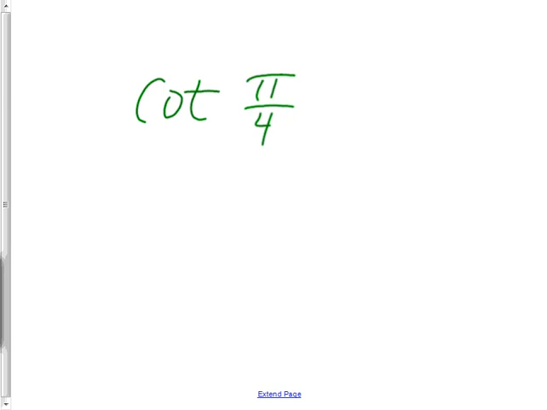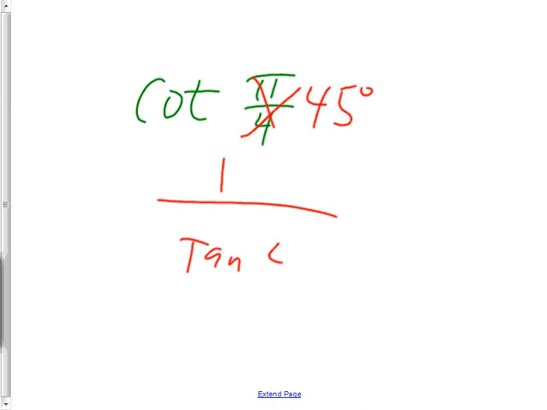Okay, Mr. W, tell me how you start. Take 1 over the tangent of pi over 4. Well, what's pi over 4? That's how I'd start. Okay, and then I'd take, I agree, 1 over that. And instead of cotangent, you're going to use what? Tangent of 45. Very good.